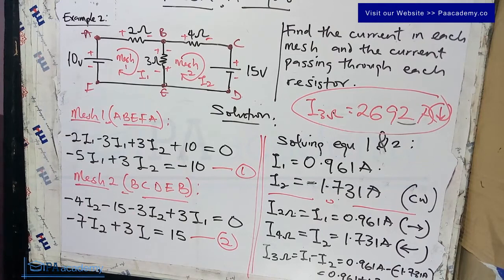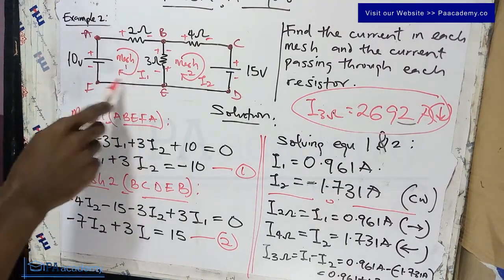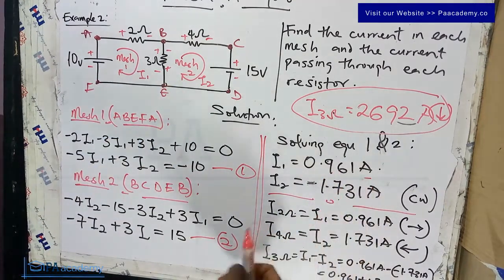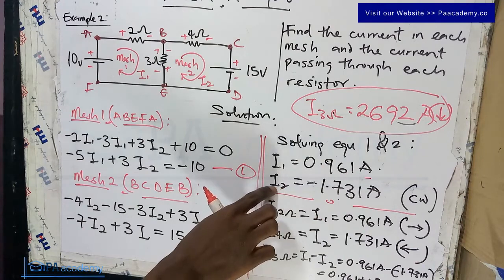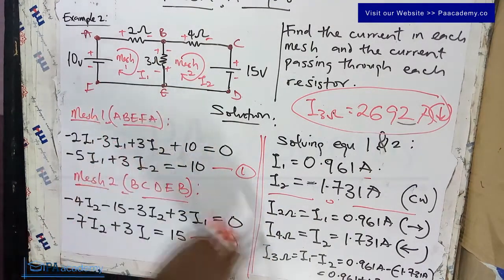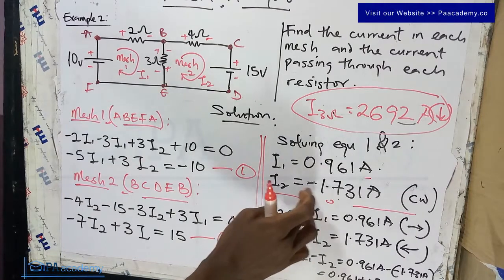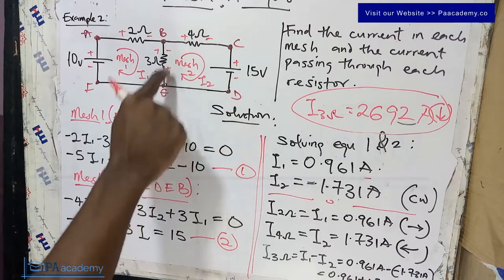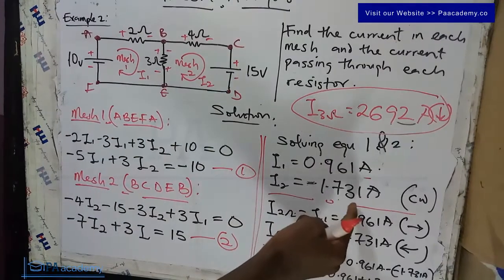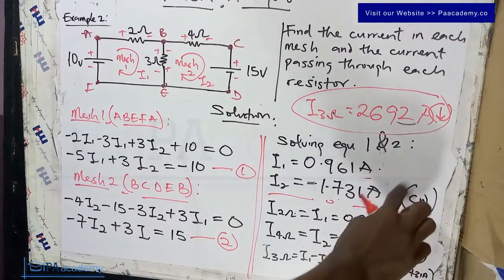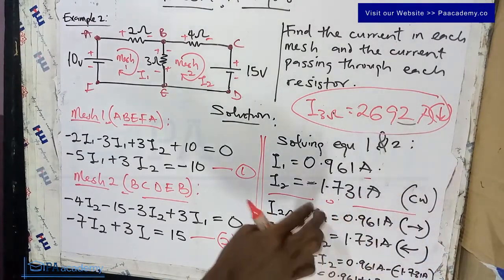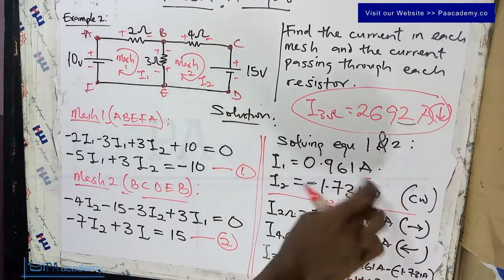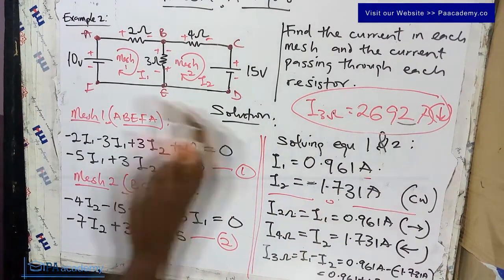So with this now, we've been able to calculate the current that is flowing through mesh 1. We've gotten mesh 1 at 0.961 amperes. We've also gotten the current that is flowing through I2 as minus 1.731 amperes. But we decided to take the calculation in a clockwise direction. That gave us minus 1.731 amperes. So that's why I indicated it as in a clockwise direction. But if you want to write I2 without the minus sign, then also indicate that the direction you pick is anti-clockwise.